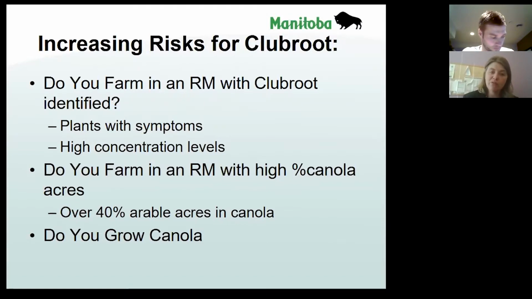Do you have it in your rural municipality? Do you farm in a rural municipality with lots of canola being grown? And do you yourself grow canola?